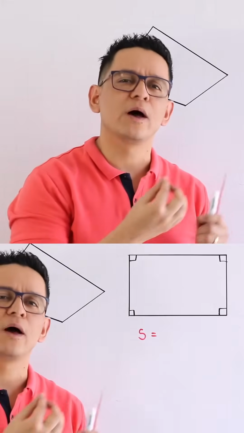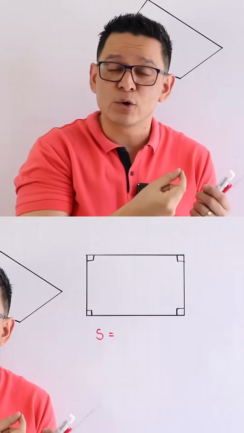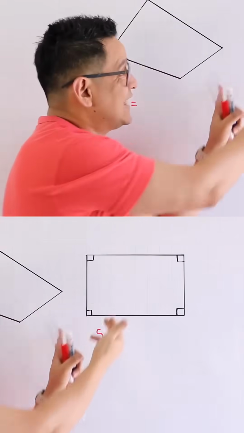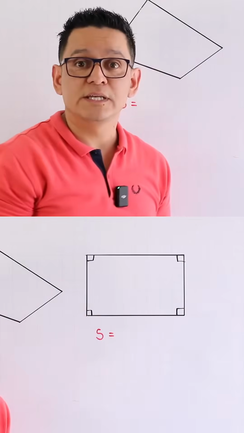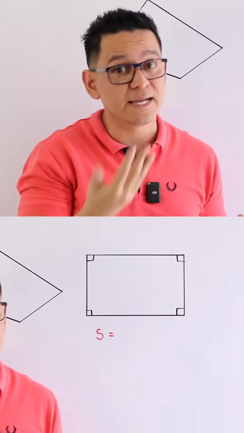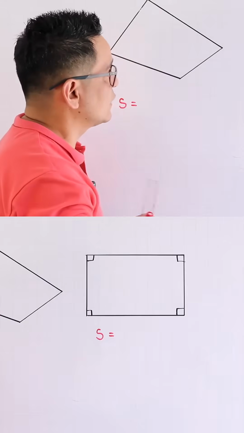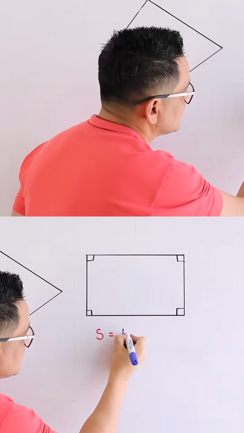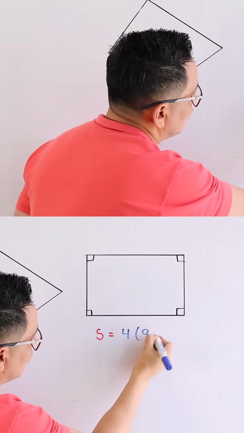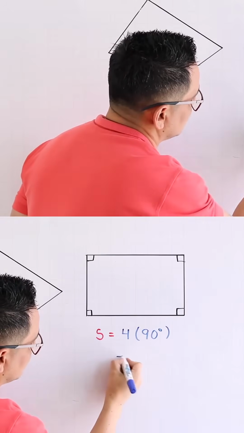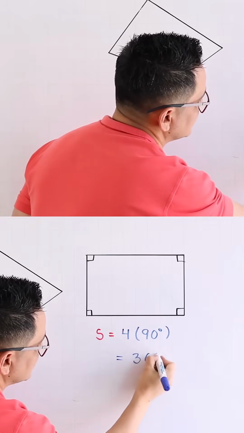Let's move on to quadrilaterals. So the operation I have to do to determine the sum of their interior angles would be 4 times 90, right? Since we have 4 angles of 90 degrees, so let's do the operation. I get 4 times 90 degrees. And 4 times 90 is equal to 360 degrees.